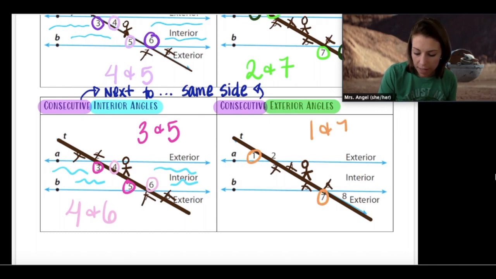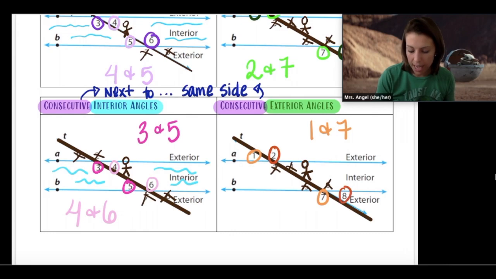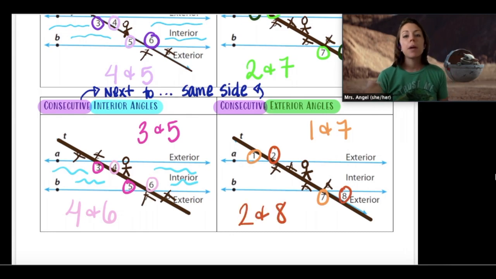So 1 and 7 are called consecutive exterior angles. They're on the same side of the bridge, but they're on the outside of the river. The other consecutive exterior angles would be angles 2 and 8. 2 and 8 are both on the same side of the bridge, but opposite outside of the river.